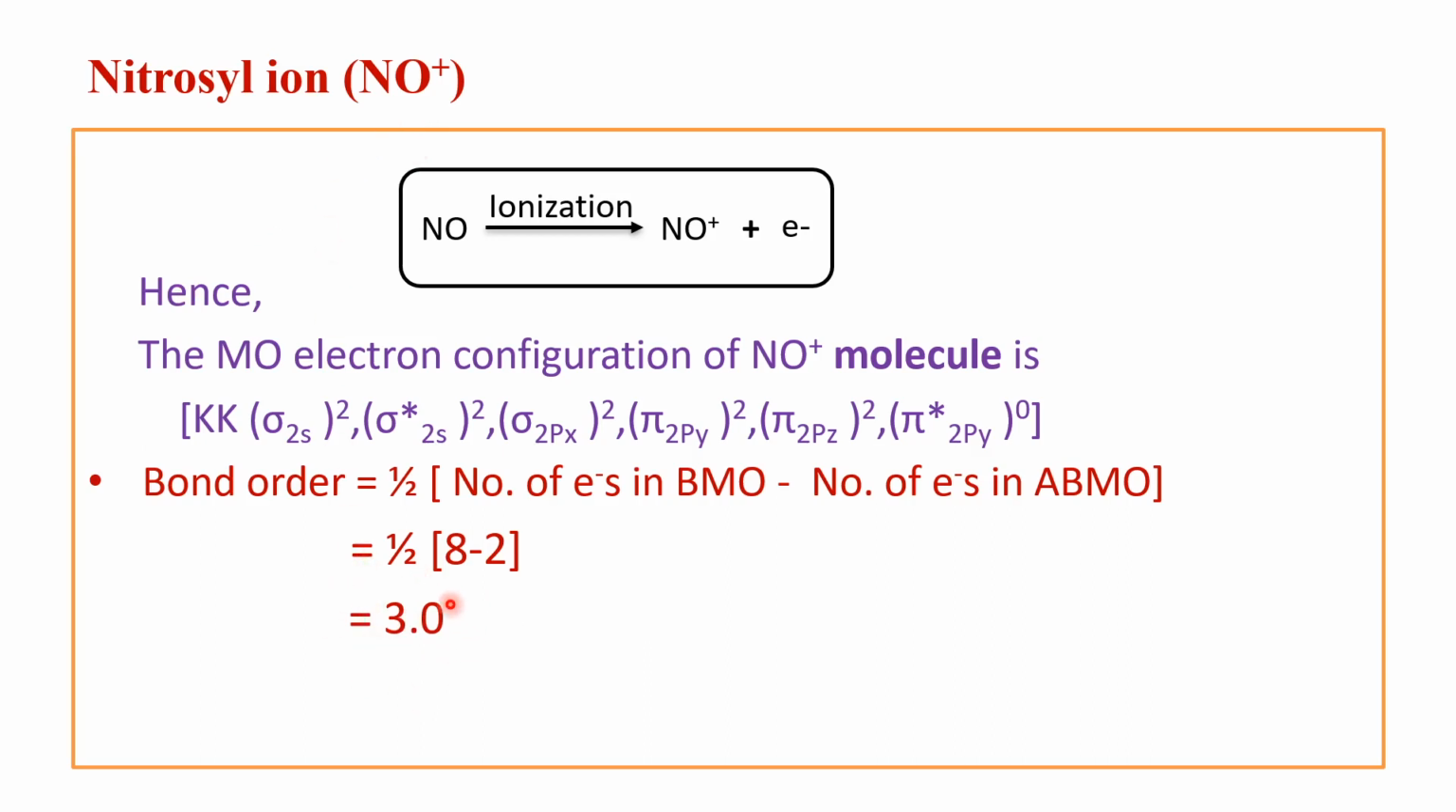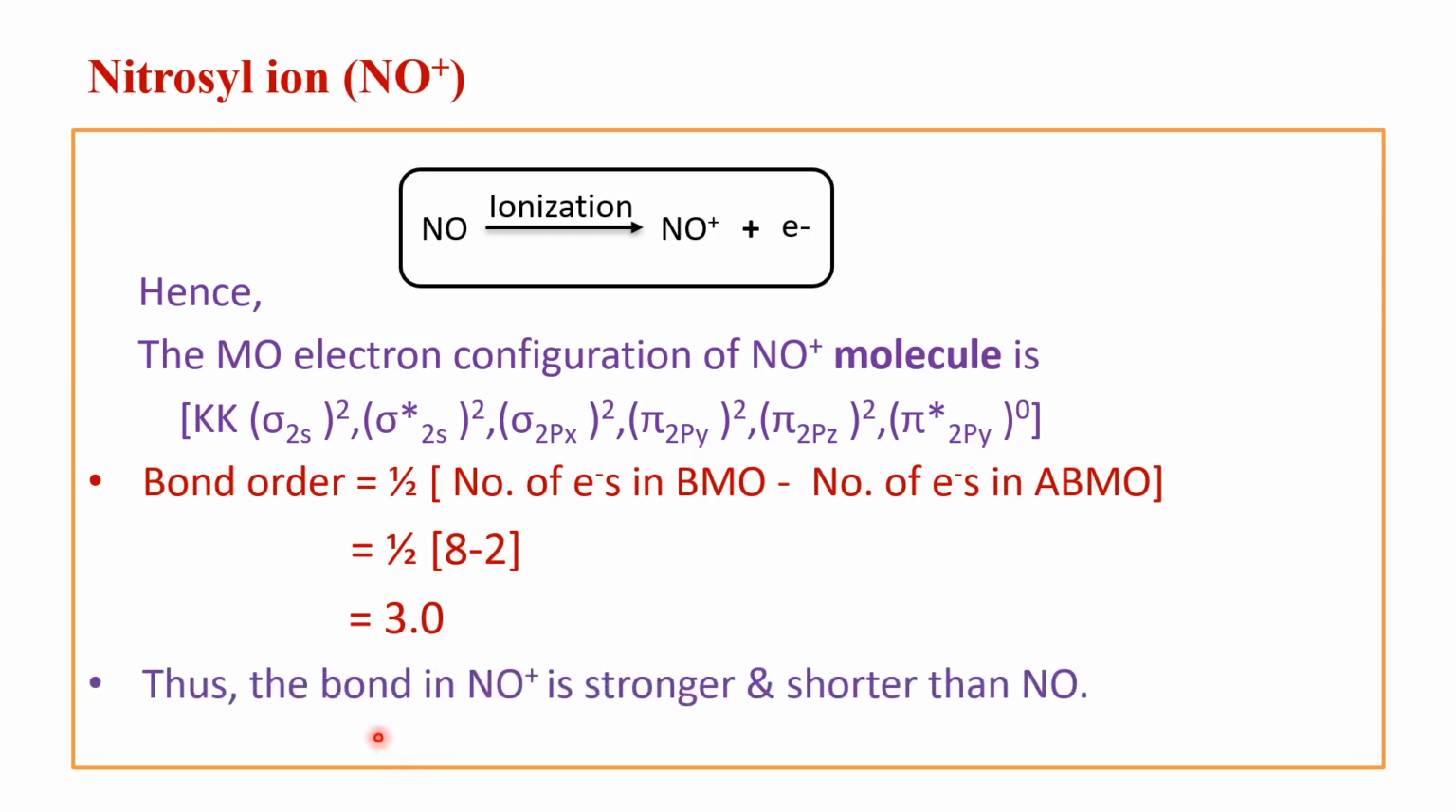So here we can say that there is an increase in bond order. In the NO molecule, the bond order was 2.5, and in the nitrosyl ion, the bond order is 3. That means there is an increase in bond order, and bond order is inversely proportional to the bond length, right? So we can say that the bond in NO plus is stronger and shorter than in the NO molecule. So this is regarding the NO molecule.